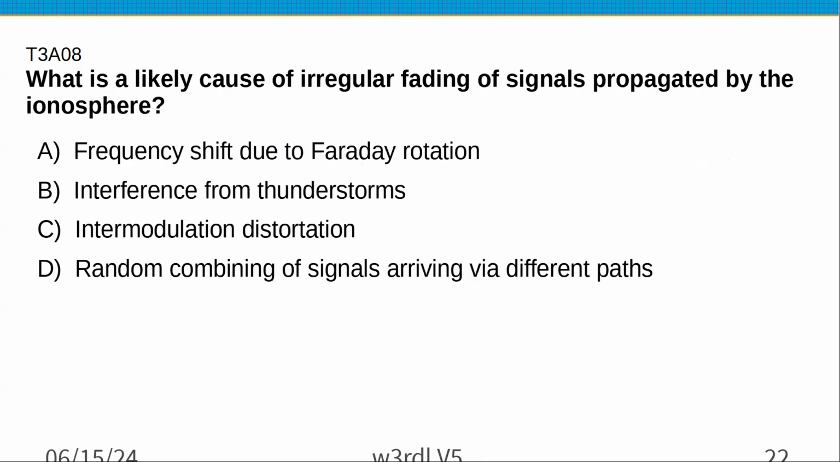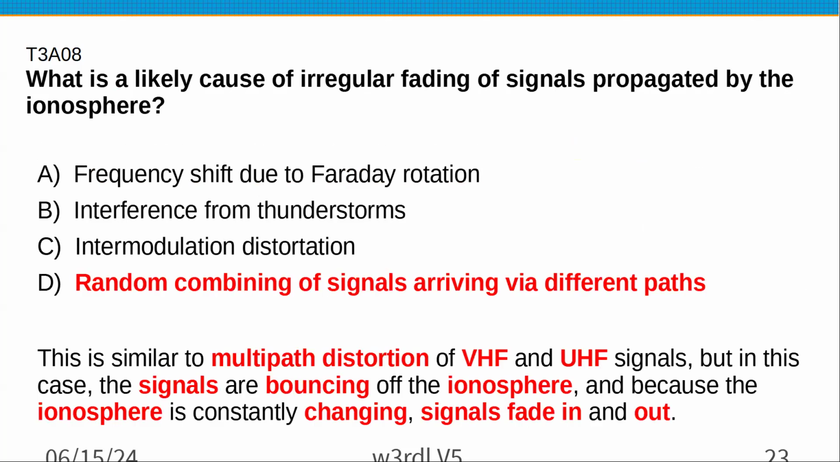What is the likely cause of irregular fading of signals propagated by the ionosphere? Yep. It's like multipath. In fact, it is multipath. Just not created by buildings and things.